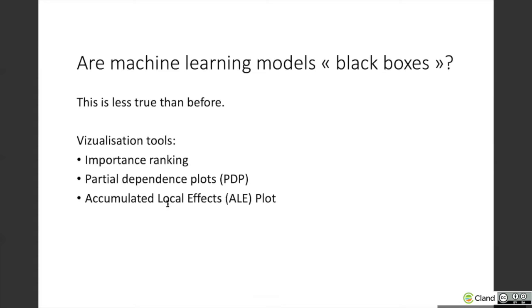Some people criticize the machine learning models because they consider that they were black boxes. It was true, I think, in the past. Now it's less and less true because we have now visualization tools that are available to understand how the machine learning models work in practice. In particular, it's possible, and we will do that today, to rank the inputs as a function of the importance for forecasting. It's also possible to produce a partial dependence plot or accumulated local effects in order to visualize the response of the outputs to each input individually, even with complex machine learning tools. So I would say that it's less true than before that machine learning models are black boxes.